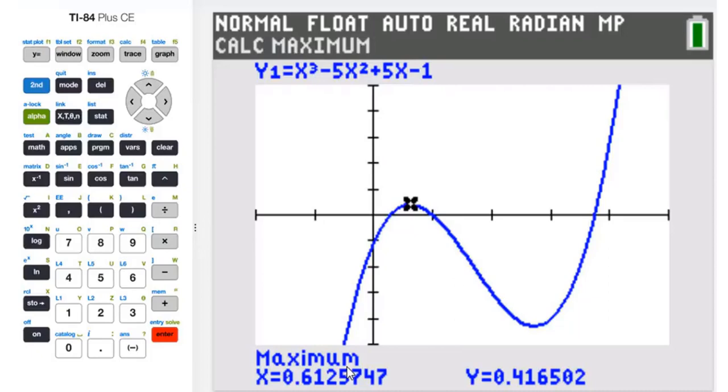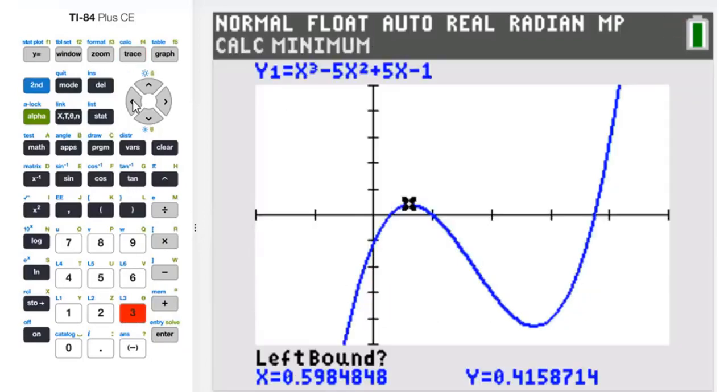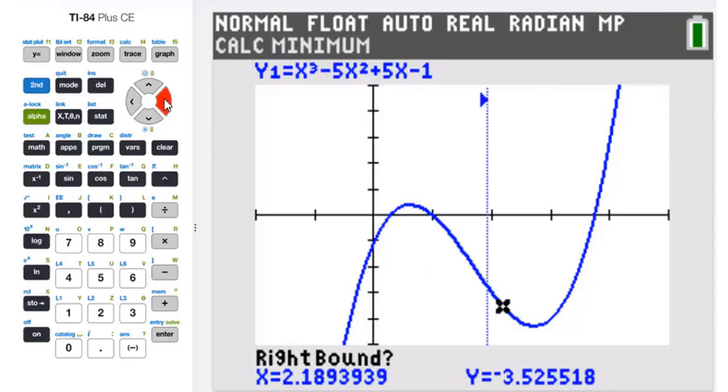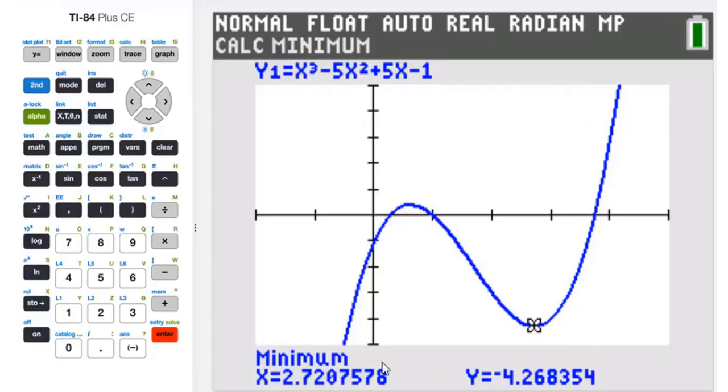Yeah, it gives you the maximum value, that's 0.417. How do you get the minimum value? This is a minimum value here. So I do second trace. I'm looking for the minimum value. I press 3. So move the arrow to the left bound of this minimum value now. I press enter. Then move the arrow to the right side of this minimum value. And then I press enter, enter. It gives you the minimum value is negative 4.27.